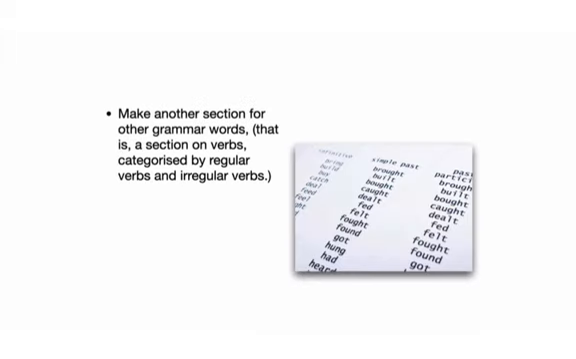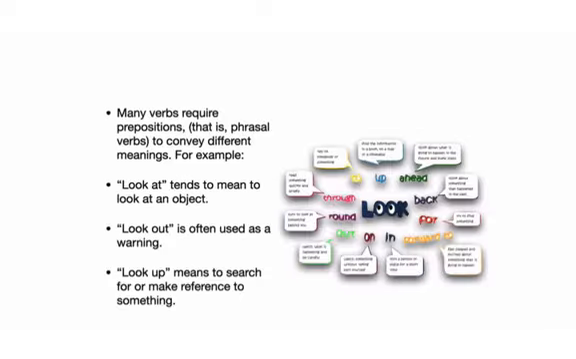Make another section for other grammar words, that is, a section on verbs, categorized by regular verbs and irregular verbs. Many verbs require prepositions, that is, phrasal verbs, to convey different meanings. For example, look at tends to mean to look at an object. Look out is often used as a warning. Look up means to search for or make reference to something.